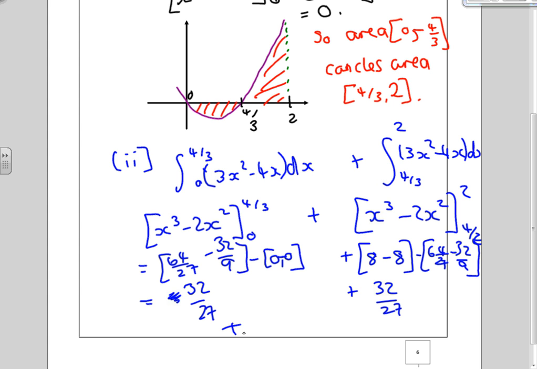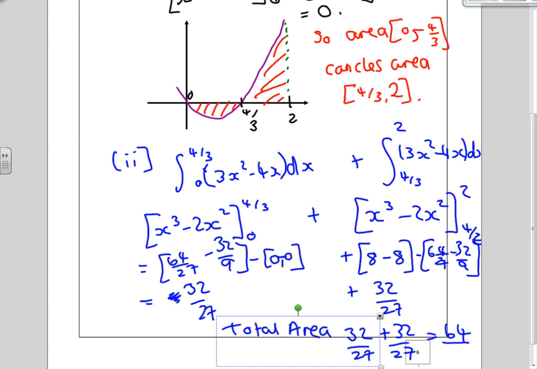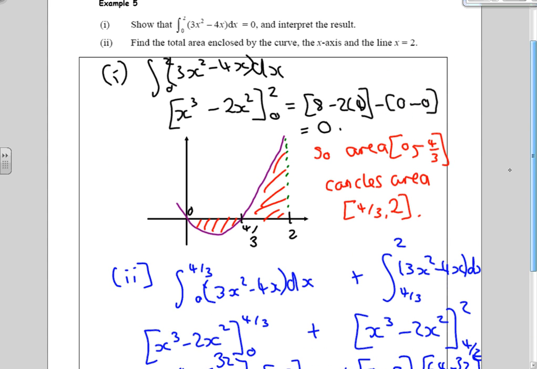So the total area is 32 over 27 plus 32 over 27, which gives us 64 over 27 for our total area. So this is teaching us that we need to be careful when we're integrating to make sure that we don't end up losing area due to it being underneath the line and then subtracting from the area that is above the line.